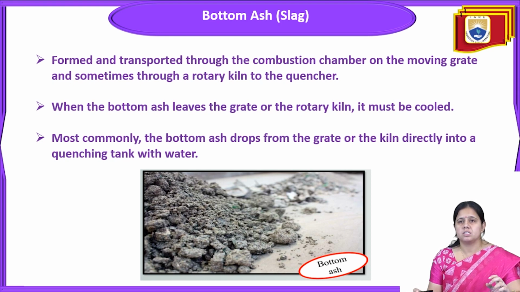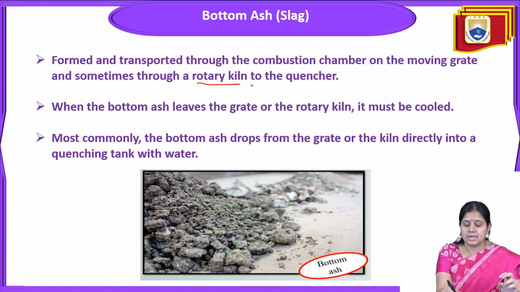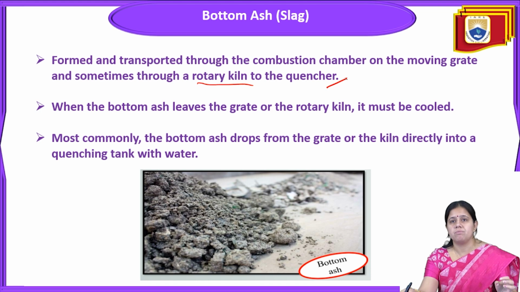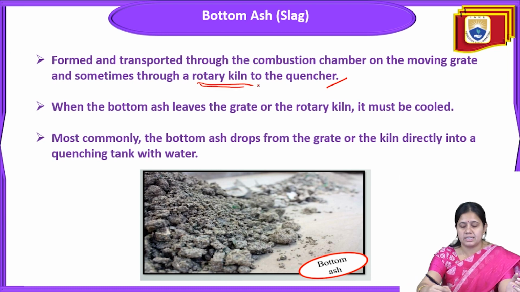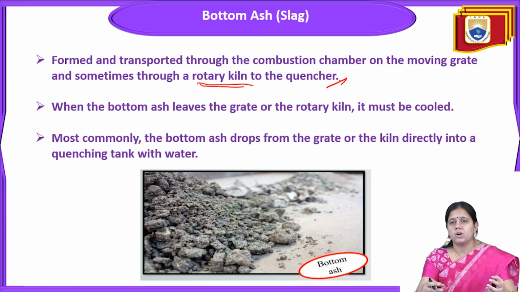Bottom ash is formed and transported through the combustion chamber on a moving grate, and sometimes through a rotary kiln and the quencher. When the bottom ash leaves the grate or the rotary kiln, it must be cooled down. Most commonly, the bottom ash drops from the grate or the kiln directly into the quenching tank with water.